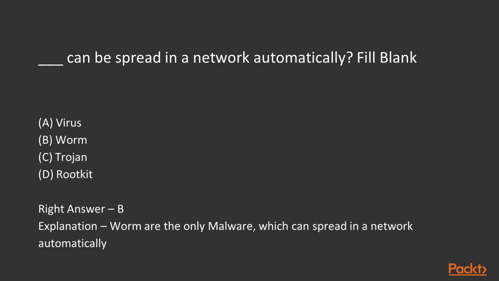Now blank can be spread in a network automatically. Fill in the blanks. So actually these all questions are from random lessons, right? So it's not like they are in sequence. These questions are from different kind of lessons. You just need to think. So which can be spread in a network automatically? So 4 options: virus, worm, Trojan and rootkit. And according to me, worm is the right answer because worm doesn't need any carrier and it can spread automatically in the network. So right answer is B. Worms are the only malware which can spread in a network automatically. Remember it.